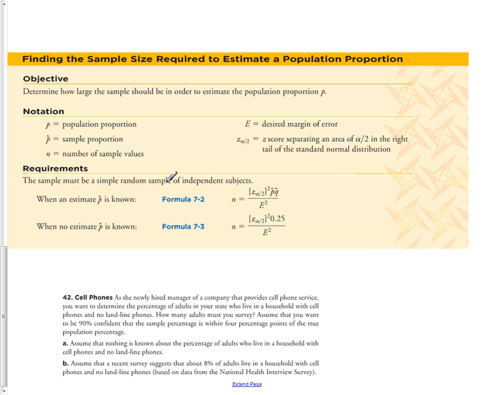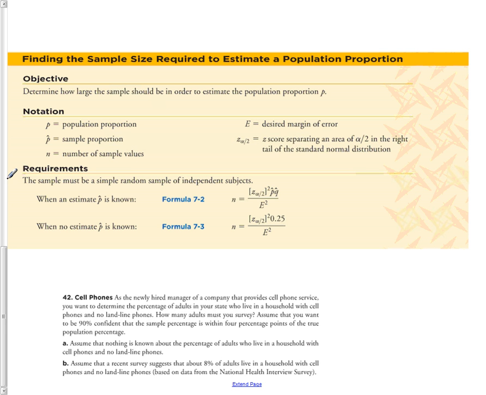Well, how do we know how many things from the population we need in our sample? A good question. Well, this little box here is going to tell us exactly how to find that number, that required sample size. The objective here is to determine how large a sample should be in order to estimate the population proportion. Let's say we want to know what the proportion of Democrats at Palm Beach State College is, right? Well, we need to know how many Palm Beach State College students we have to ask that question.